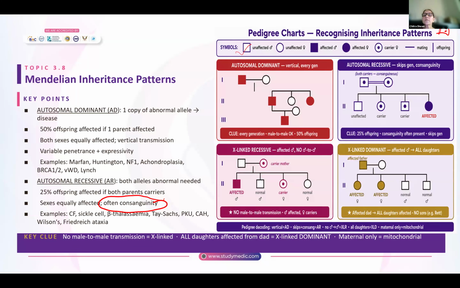Now, when you have these horizontal lines between male and female, it indicates that they are mating. And when you have the vertical lines, it shows that they are the offspring of this couple.